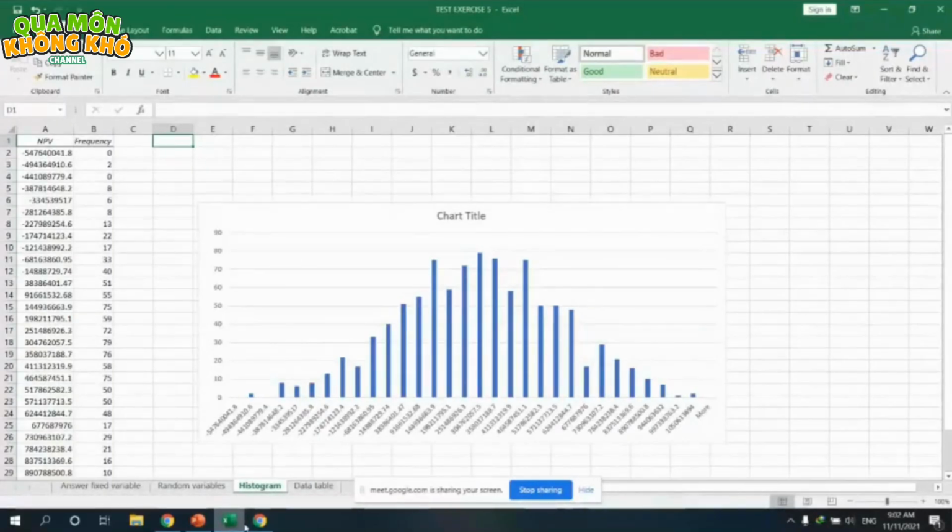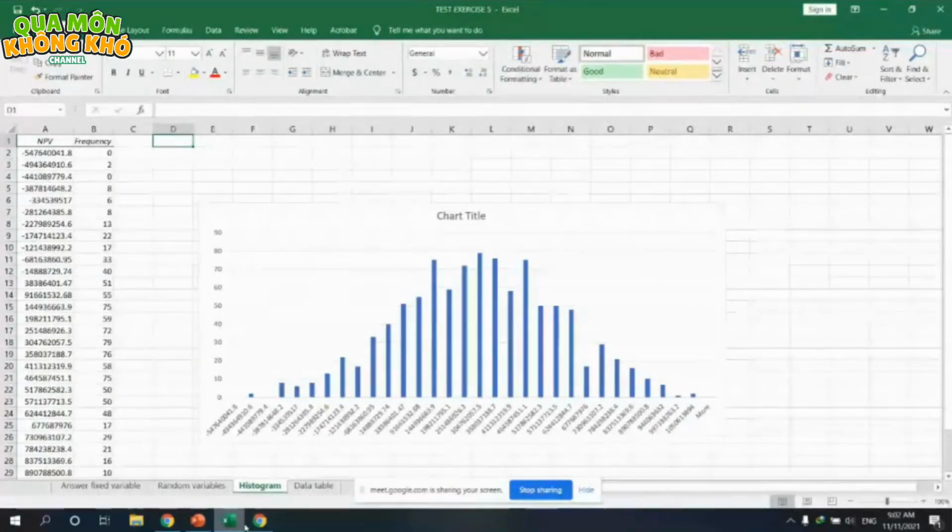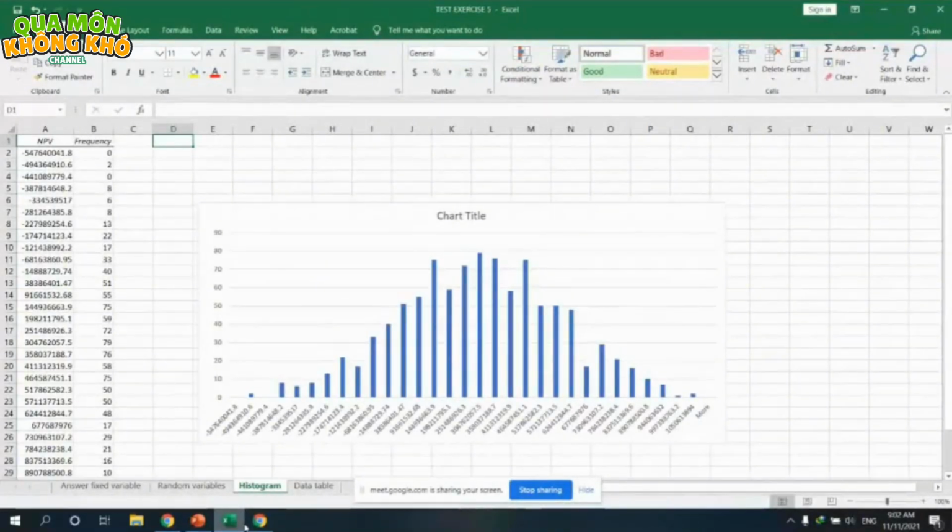So group 4 will do this task, and every member in the class will follow us, and you can practice with us. Okay, so I can share my screen to show you my case.